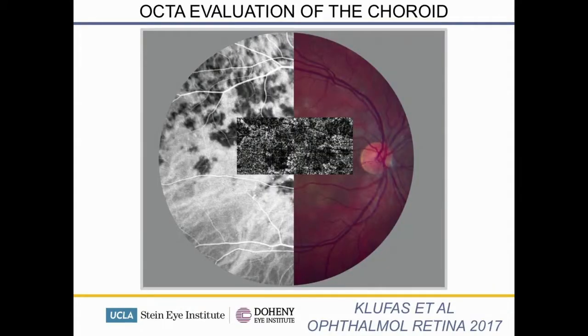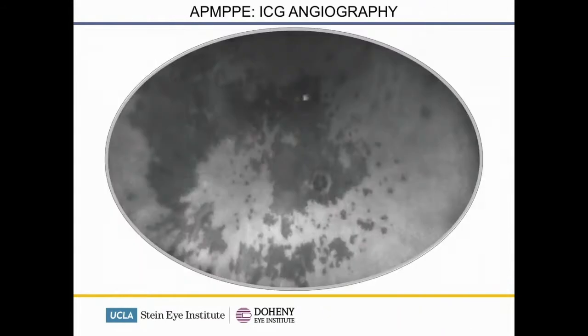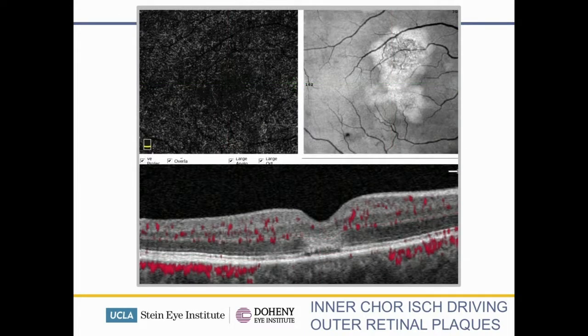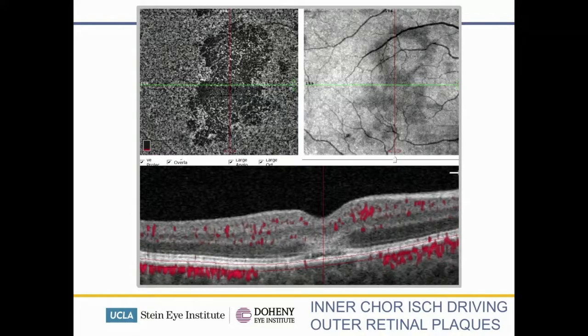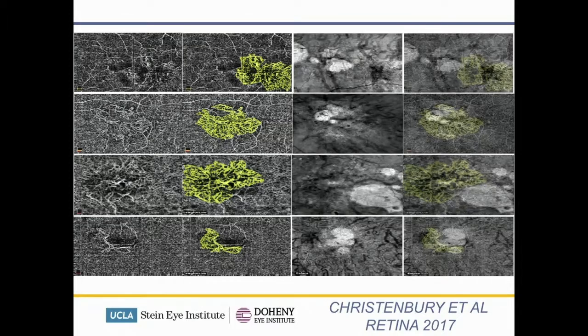OCTA and en-face OCT have also helped us understand placoid diseases. The areas of choroidal ischemia are readily visible on OCT angiography as well as ICG angiography. You can co-localize the areas of ischemia with the placoid outer retinal lesions using en-face OCT and see that the choroidal areas of ischemia are driving those placoid areas. We showed this in this particular study. The areas of choroidal ischemia map beautifully with the en-face placoid lesions at the level of the outer retina and seem to be driving these outer retinal placoid lesions.